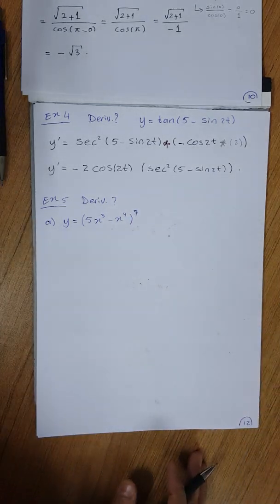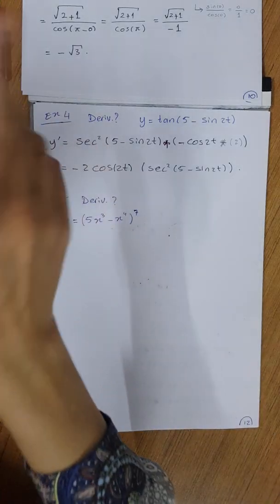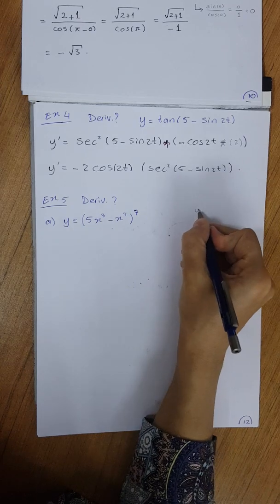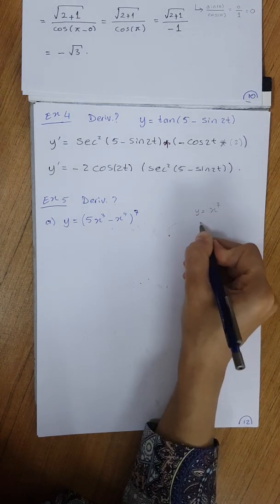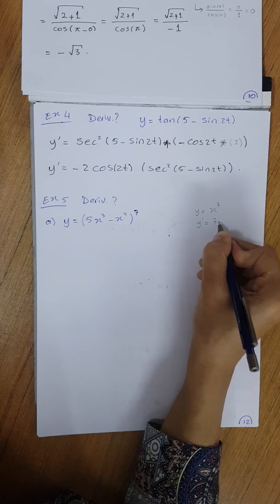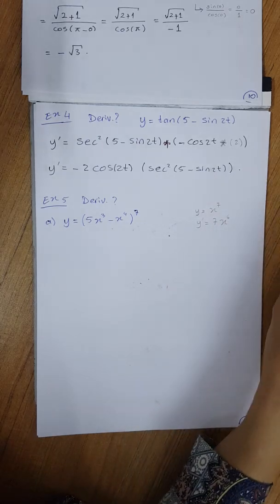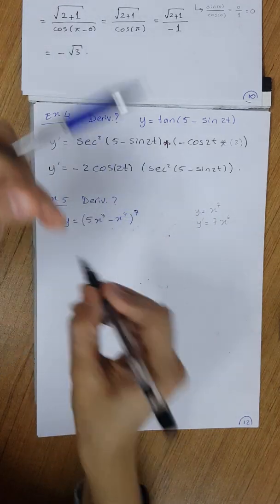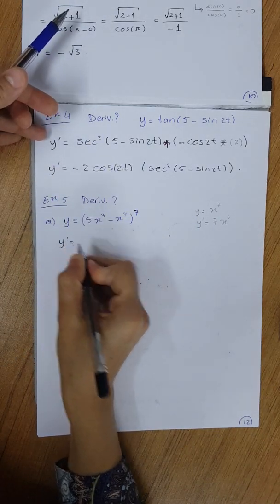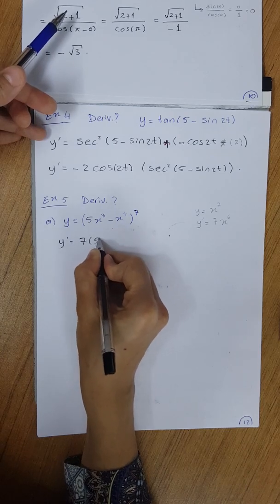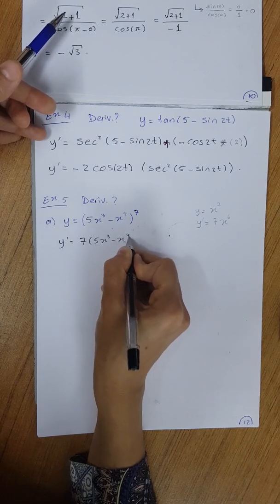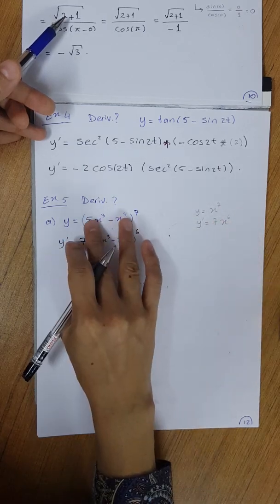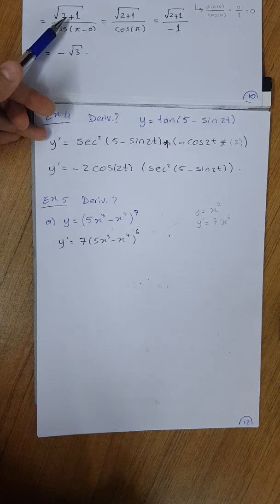What is the derivative of this one? We know that if you have got y that's equal to x to the power of 7, what is y prime? That's equal to 7x to the power of 6. But here, instead of x, what do I have? I have got this one. So y prime is equal to 7 times (5x to the power of 3 minus x to the power of 4), all to the power of what? 6. Because instead of that x, I have got this one.